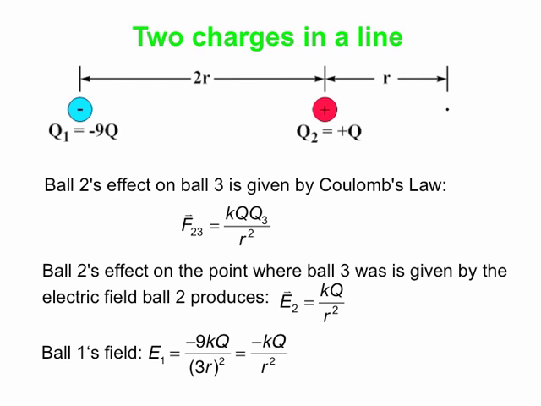E2, at that point, has exactly the opposite field, plus kq over r squared. In other words, kq over r squared pointing to the right. And so the two fields, which are vectors, each field is a vector, cancel each other out. Okay, so here's our first introduction to electric field.